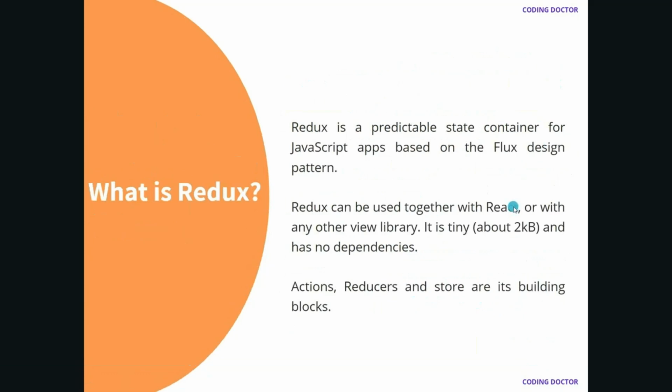Next question, what is Redux? Redux is a predictable state container for JavaScript apps based on the Flux design pattern. It is a giant object sitting at the top of your application, which contains state of your application, and that state can be accessed by any components of your React application. Actions, reducers, and store are its building blocks.